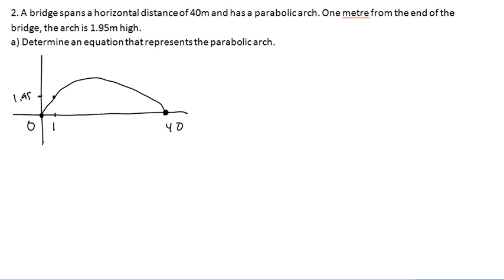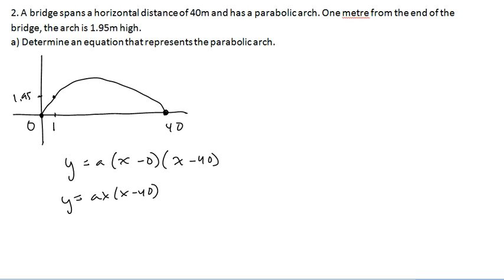Okay, so same as last one. Y is going to equal a. If you want to think about it, you can write x minus 0. It's just x, but if it helps you think about it that way, you can write x minus 0. You get x minus 40. And we've got this point here of 1.95. So let's just rewrite this a little bit neater here. A x, x minus 40 is our equation.